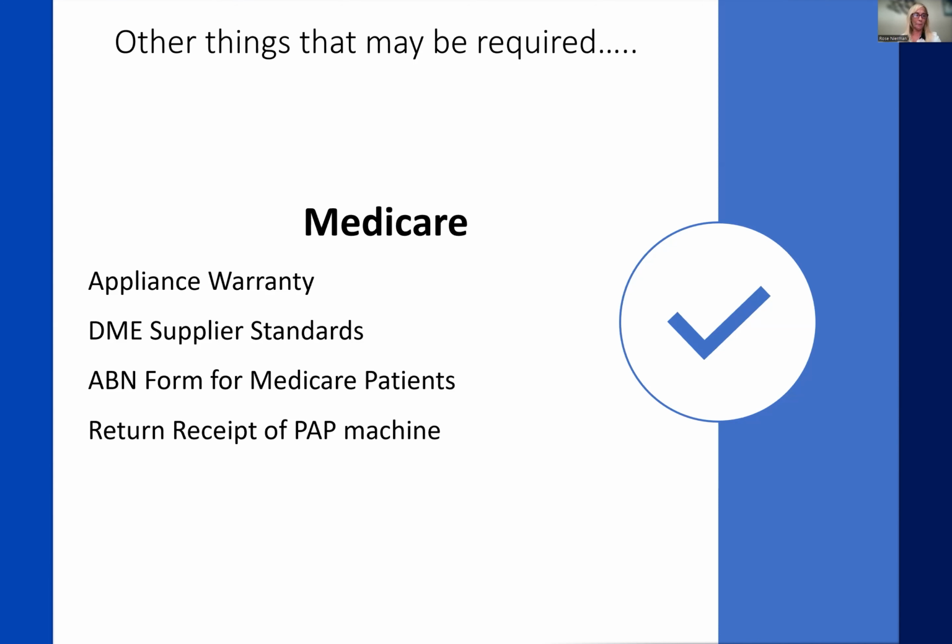It's smart. And then if the patient's been on CPAP before, in addition to having the patient sign that advance beneficiary notice that Medicare might not pay, make sure that you have a return receipt of the PAP machine for an appeal.